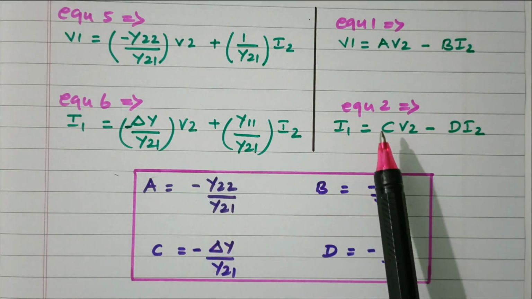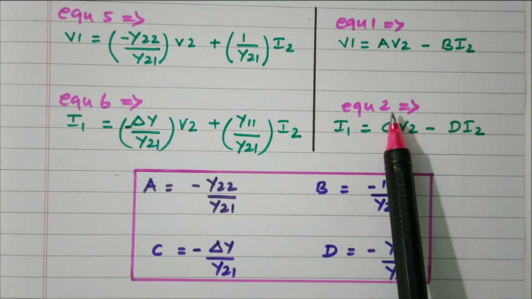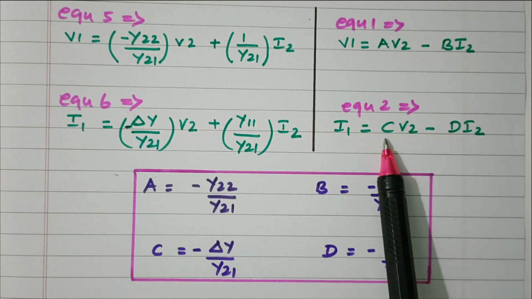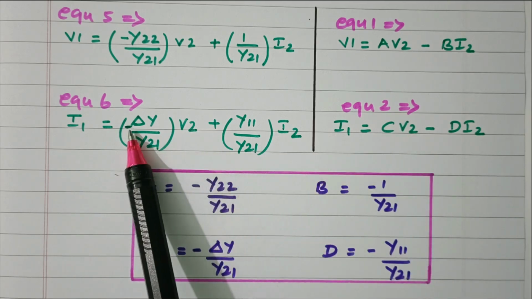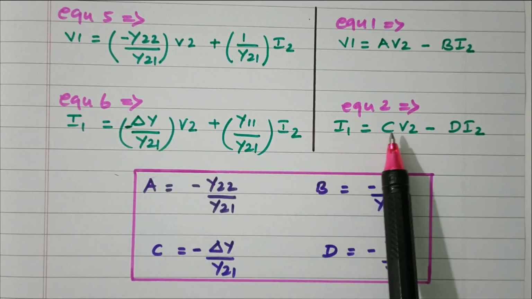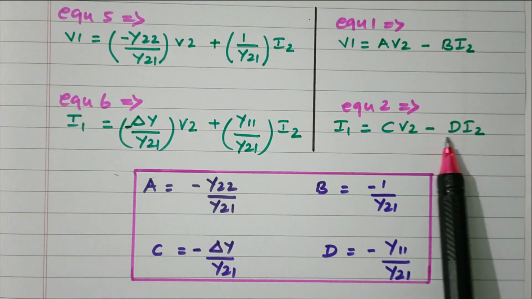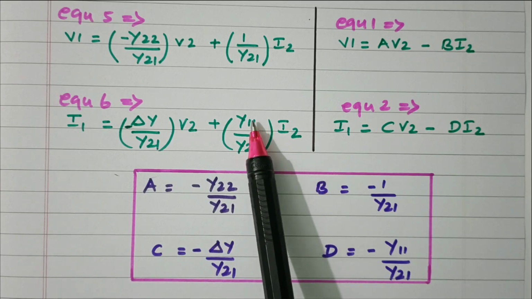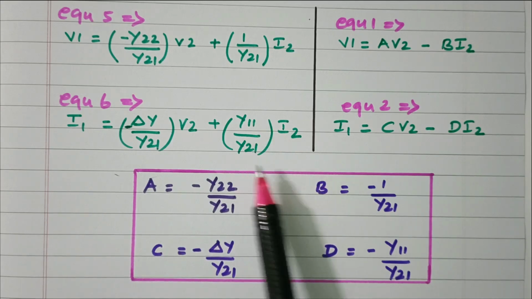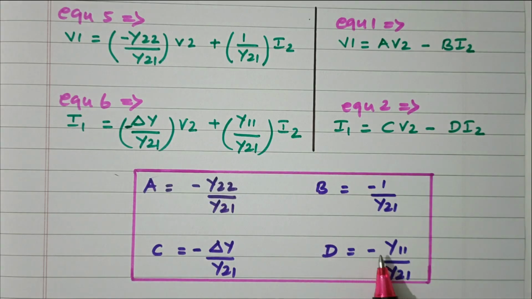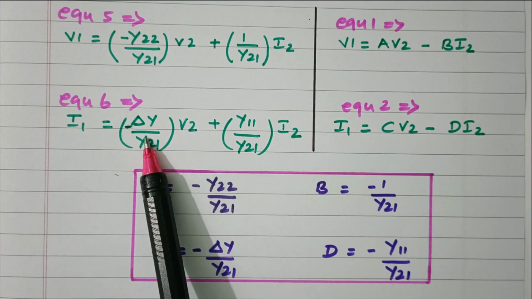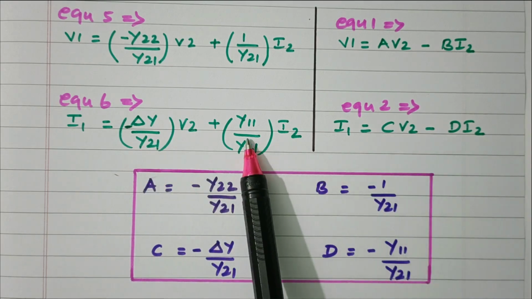Now we'll compare equations 2 and 6. In equation 2 the coefficient of V2 is C. Here the coefficient of V2 is minus delta Y divided by Y21. So both are equal. C equal to minus delta Y divided by Y21. Similarly, the coefficient of I2 is minus D. Here the coefficient of I2 is Y11 divided by Y21. So both are equal. D equal to minus Y11 divided by Y21. Here negative is there, so that we got this. So C is equal to this term, minus D is equal to this term.